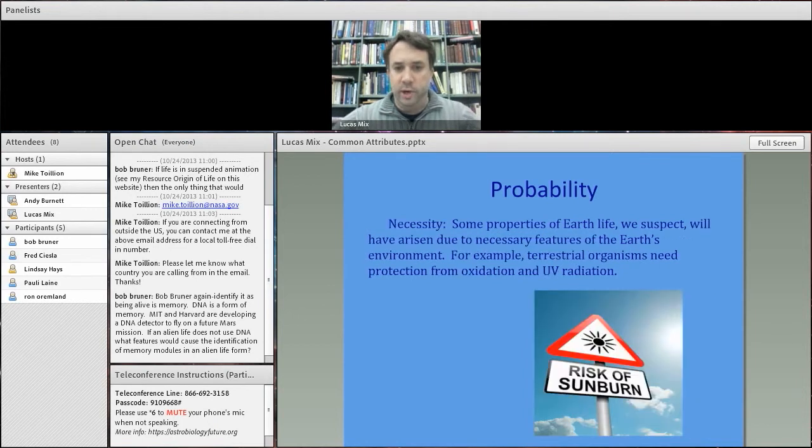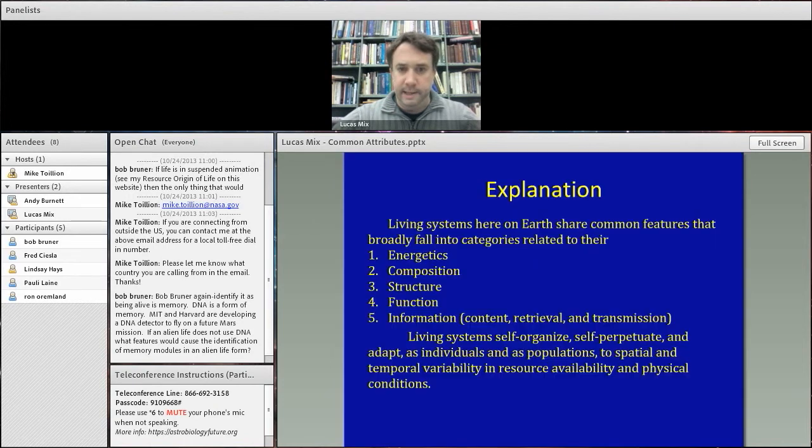Third, we have a category of necessity. Some properties of Earth life we suspect will have arisen due to necessary features of the Earth, necessary responses to features of the Earth's environment. For example, terrestrial organisms need protection. Terrestrial, that is living on land, organisms need protection from oxidation and UV radiation. So those are our categories of chance, contingency, and necessity.